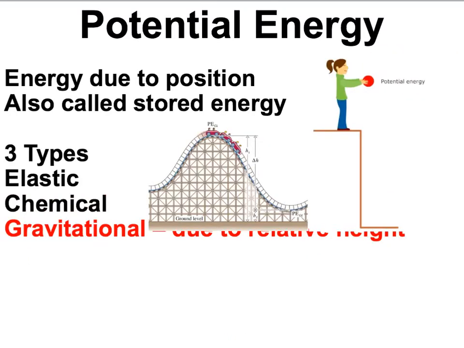The last type of potential energy is gravitational potential energy. And the definition's a little bit covered up here, so I'm going to write it right underneath there. It says due to relative height.